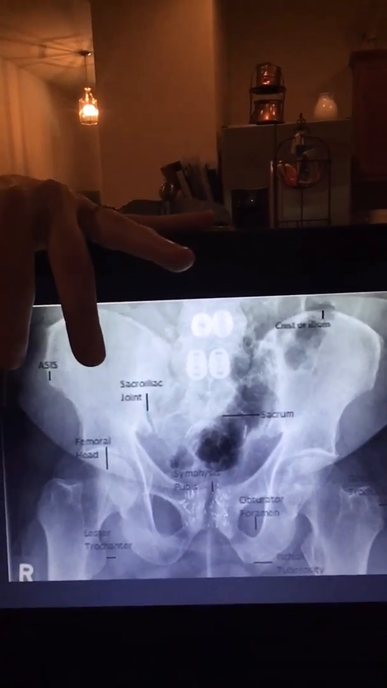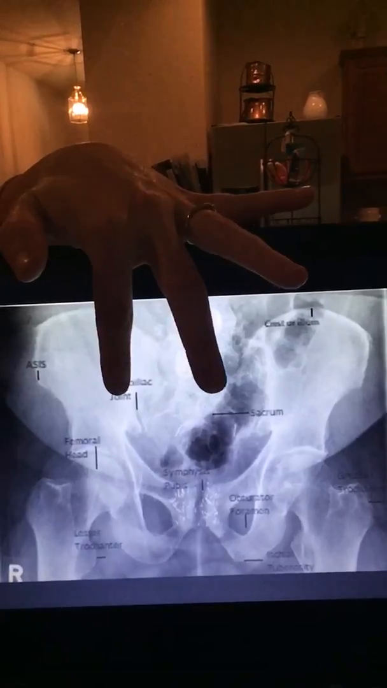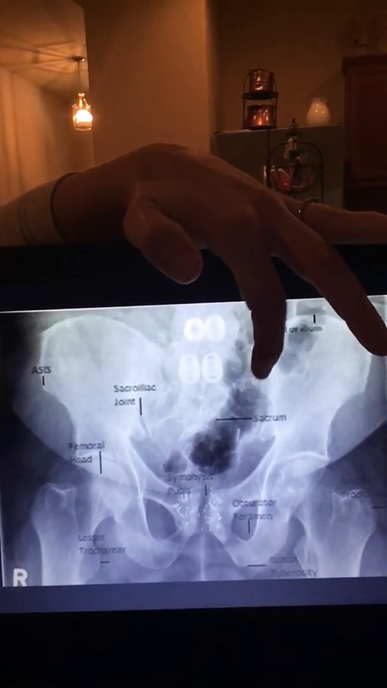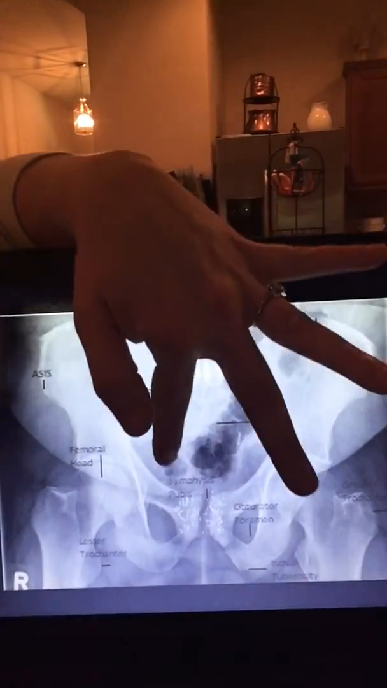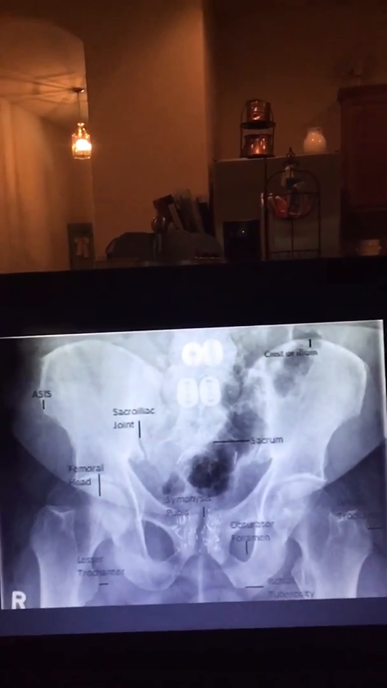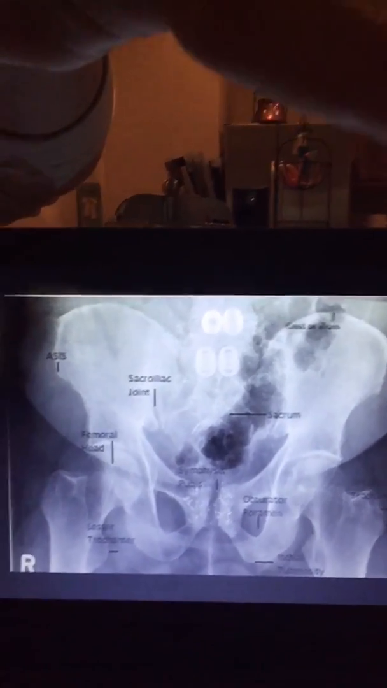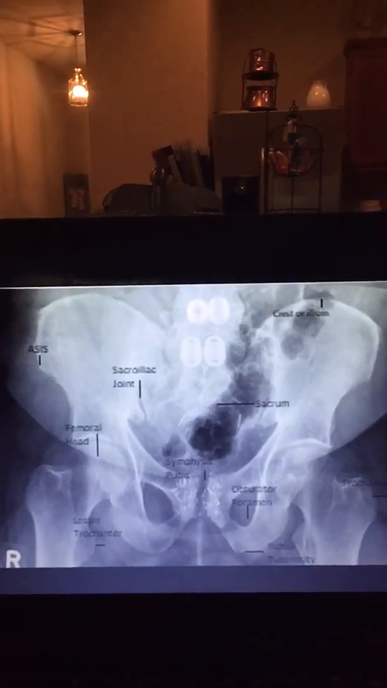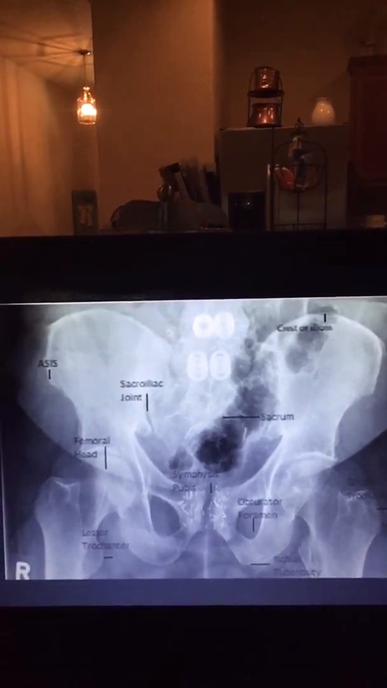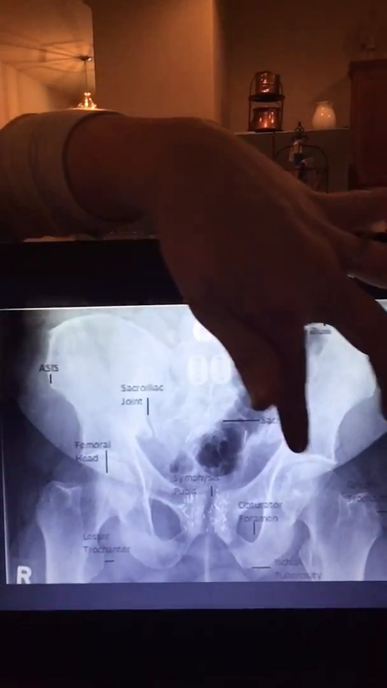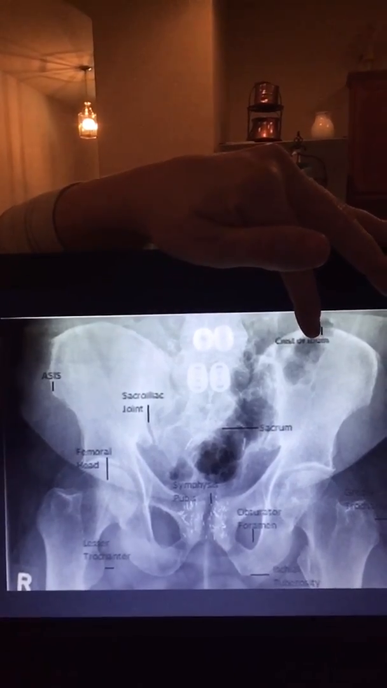This right here is the ASIS. We have the sacroiliac joint, which is on this side and on this side, the joint that connects the ilium and the sacrum. You can see the sacrum here, but it is kind of hard to make out. Again, that's just because of the technical factors that were used. So that should have been able to be seen better on this image. You can see here the femoral head on both sides. We have the crest of the ilium, or the iliac crest.